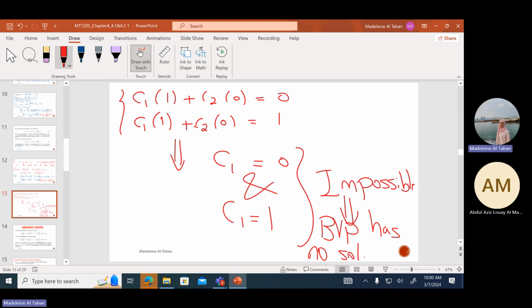Would you like to try one of them when it has a solution? I prefer that we try because not all of us did this one. So please write it down. We will write again the same differential equation, and we'll change the boundary values.